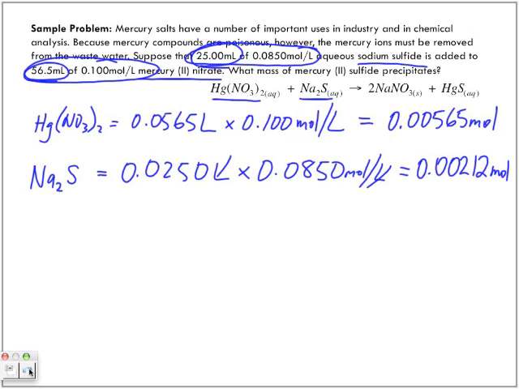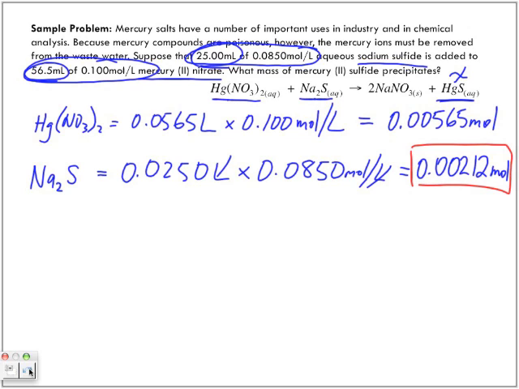Now, the question asks, what mass of mercury(II) sulfide precipitates? We're trying to find the number of moles of the mercury sulfide. I've got the number of moles that I'm using between my reactants. I'm going to use this many moles and this many moles. When will the reaction stop? What is the limiting reactant? The Na2S, because it has the least number of moles. Once we run out of that, that's it. The reaction stops. So the limiting reactant will be that.